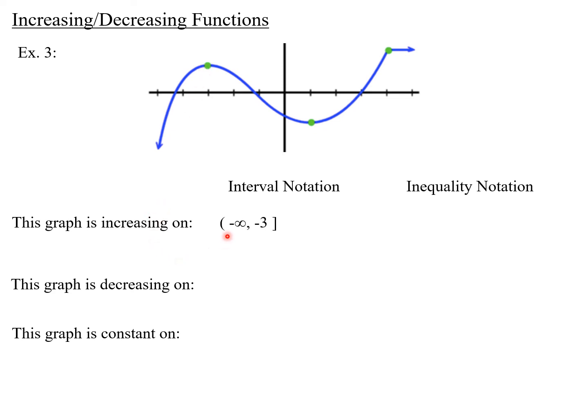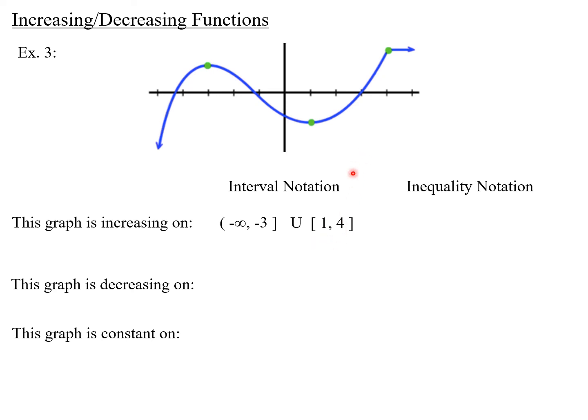An open bracket at negative infinity means that you never really get to negative infinity, but the closed bracket at -3 indicates that it does include that point. We're going to include the points to be inclusive, which is why we use a closed bracket. Another interval where it's increasing is from x equals 1 to x equals 4. We union that, because we include both intervals, and when we have points here, we use closed brackets to represent inclusive.